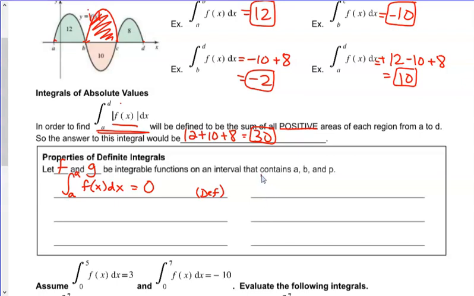Another definition that I have, that if I start from b to a, now our interval here is going from a to b, where p is in the middle.